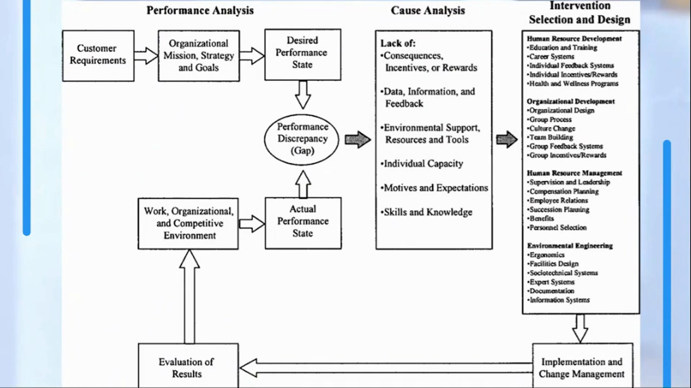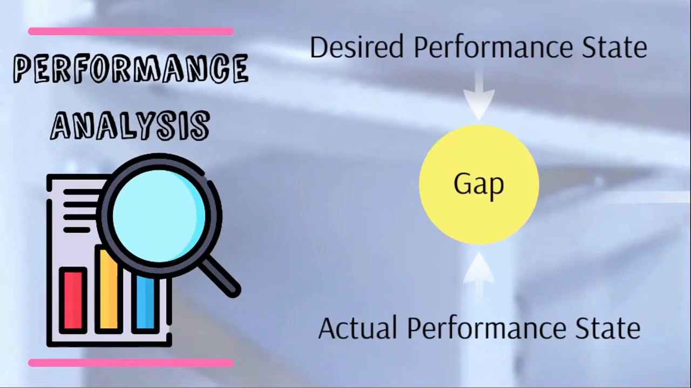O'Driscoll provides a flowchart to diagram the HPT model through performance analysis, cause analysis, intervention selection and design, implementation, and evaluation of results. The flowchart provides examples of the different phases and how they work together to continuously identify, improve, and evaluate the performance discrepancy or gap. Knowing what a performance gap is super important. The performance gap is the difference between current and desired performance levels.